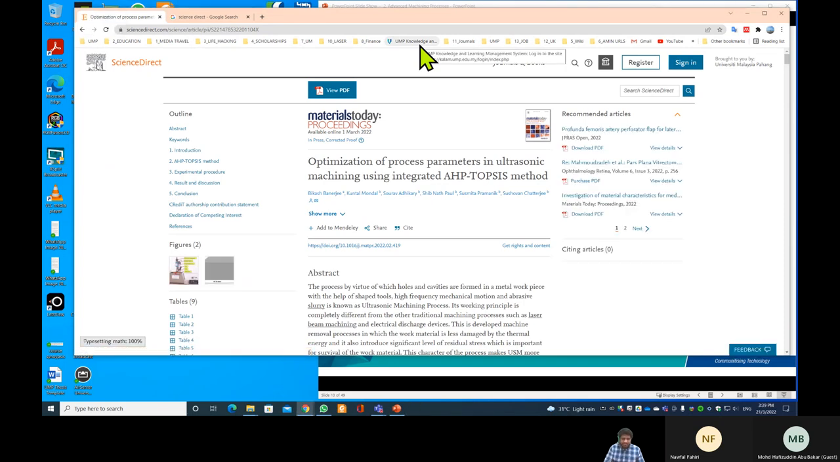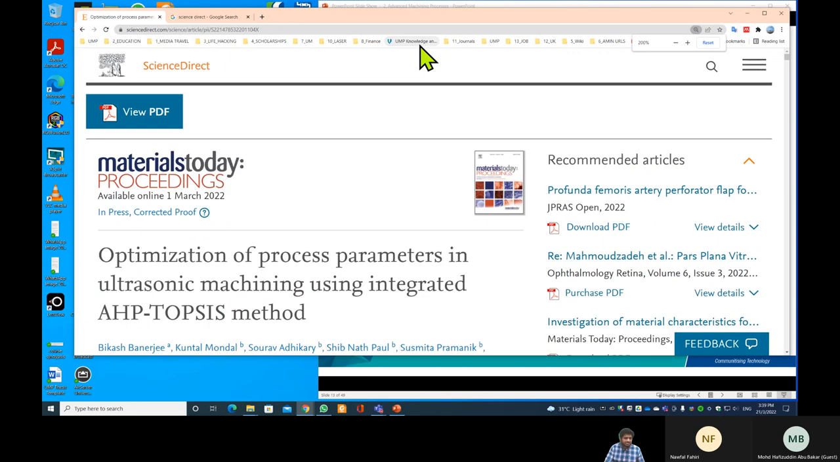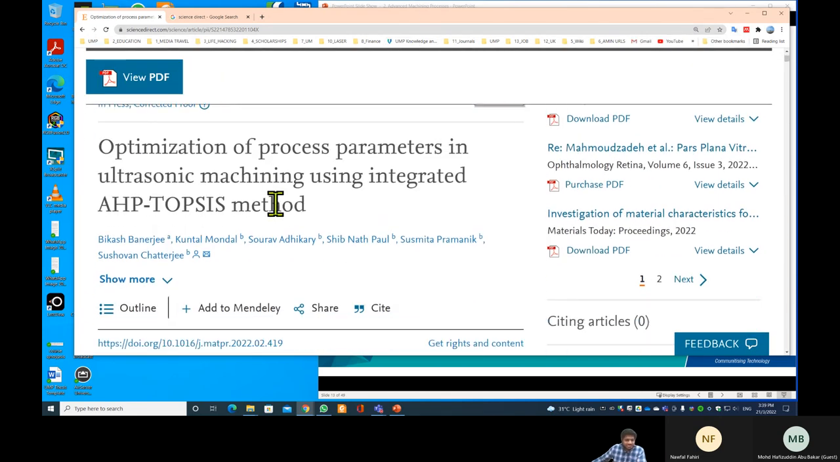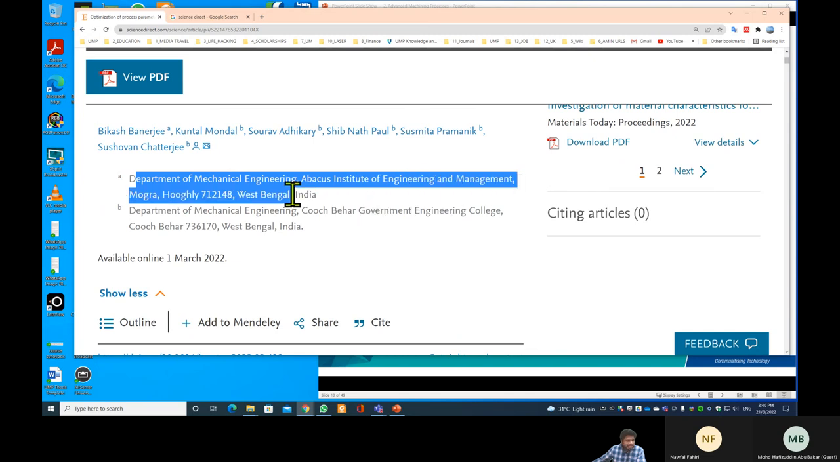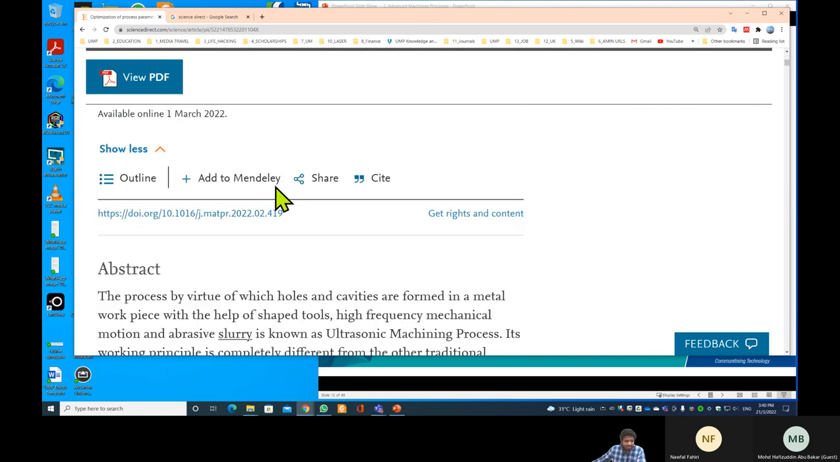You guys cannot see, so we'll increase the size. Optimization of process parameters in ultrasonic machining using integrated ESP Topsis method. It has been written by the Department of Mechanical Engineering, Abacus Institute of Engineering and Management, India, and the other contact is also India. So this is an Indian paper.